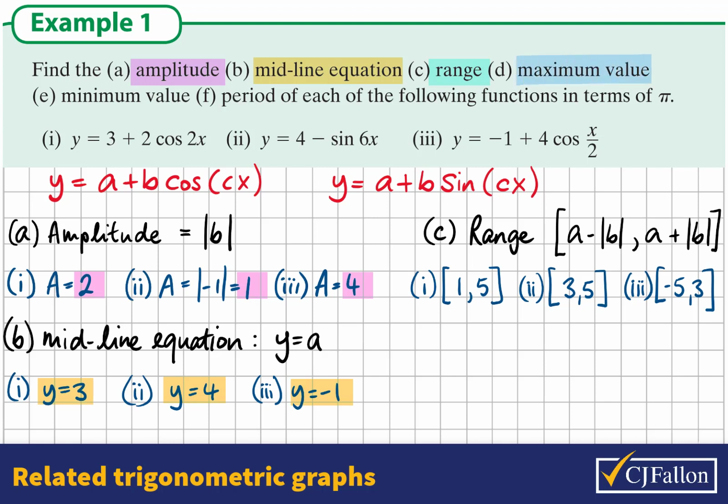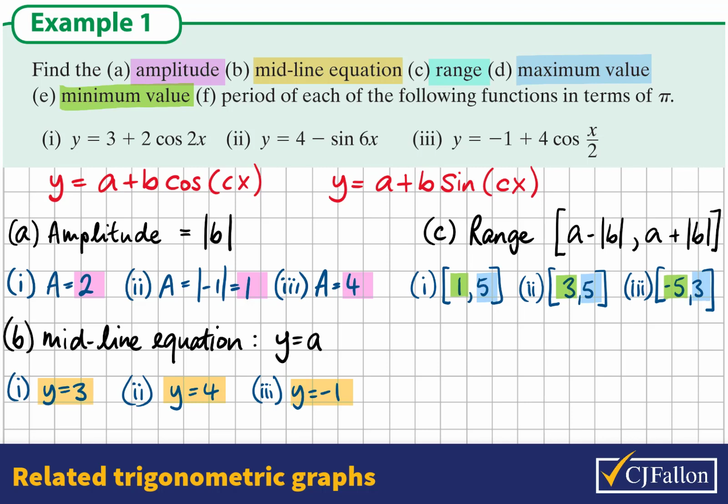Now, when we've worked out the range, we've also worked out the maximum and minimum values. So the maximum values are the maximum values in the range here. That's 5, 5, and 3. And the minimum value of each of these waves or functions is the minimum value in the range, which is 1, 3, and negative 5.